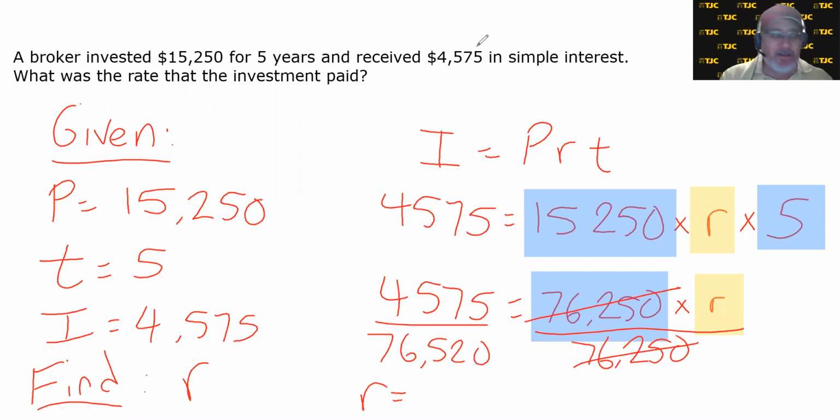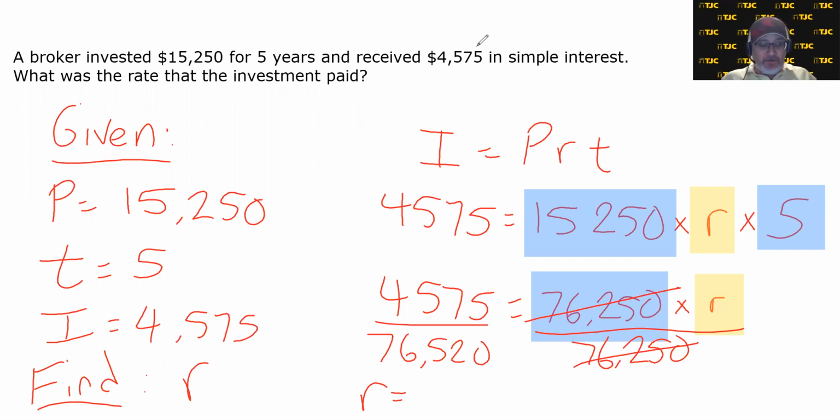And then divide 4,575 divided by 76,520. And it comes out to be a pretty obnoxious decimal. Let me go through the numbers again just to make sure I did not do something incorrectly. And if I did, I'm sure you're screaming at me now. The numbers copied from the problem seem correct. The equation seems to be set up correctly.